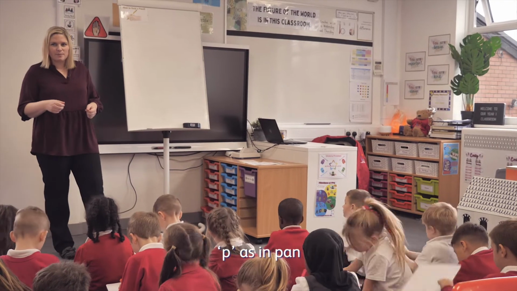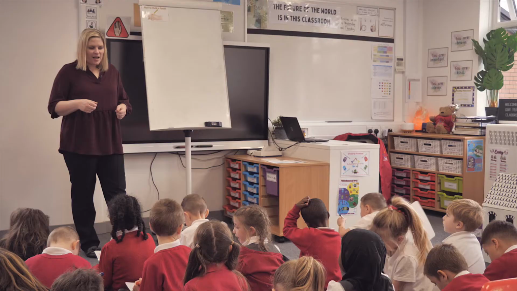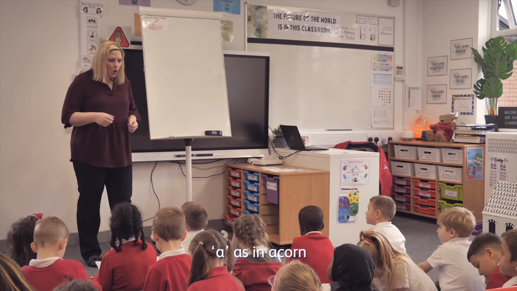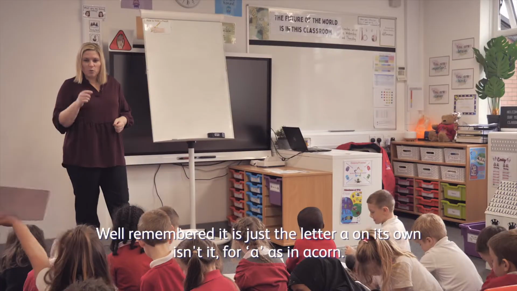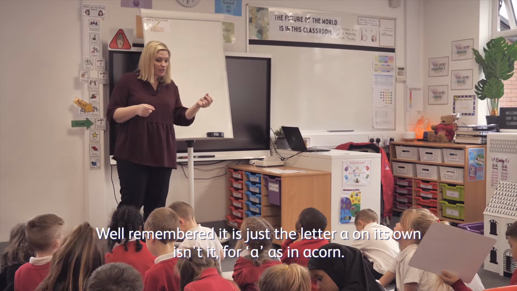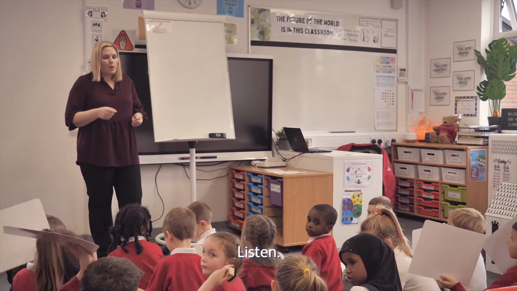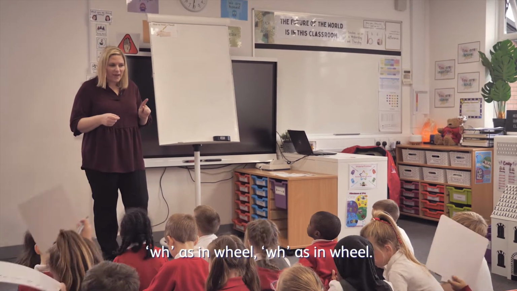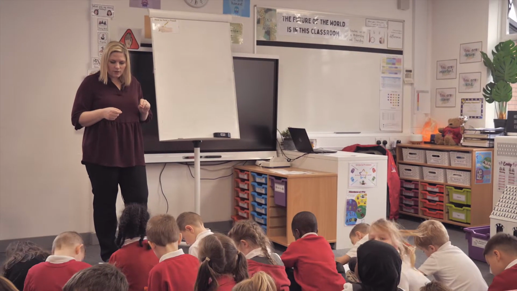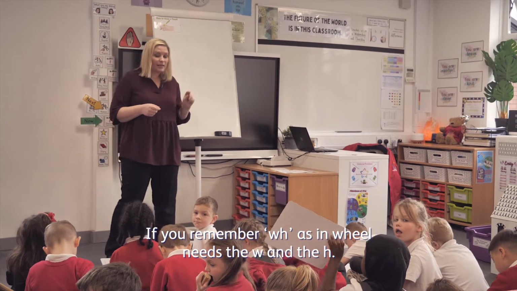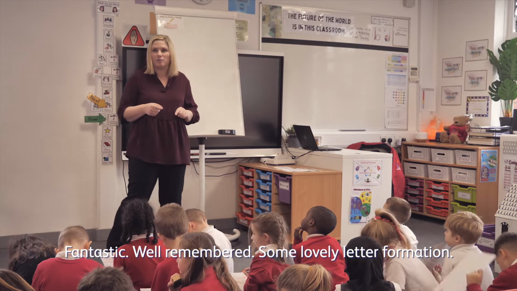P as in pan. A as in acorn. Well remembered, it is just the letter A on its own, isn't it, for A as in acorn. Listen. W as in wheel. And if you remember, W as in wheel needs the W and the H. Fantastic, well remembered, and some lovely letter formation.